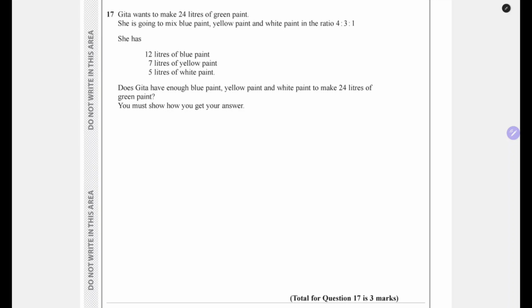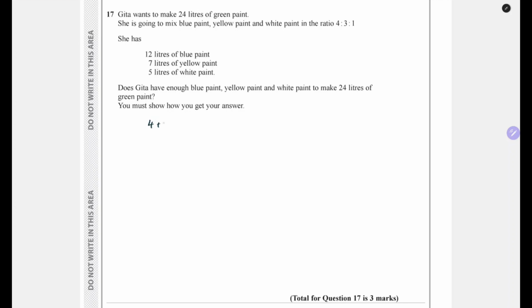Question 17 says, Geeta wants to make 24 litres of green paint. She's going to mix blue paint, yellow paint, and white paint in the ratio 4 to 3 to 1. She has 12 litres of blue paint, 7 litres of yellow paint, and 5 litres of white paint. Does Geeta have enough blue paint, yellow paint, and white paint to make 24 litres of green paint? You must show how you get your answer.